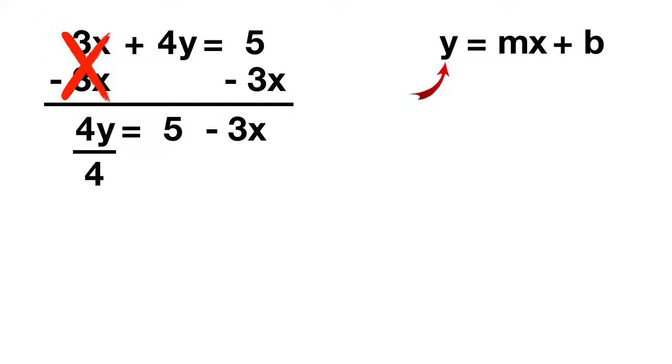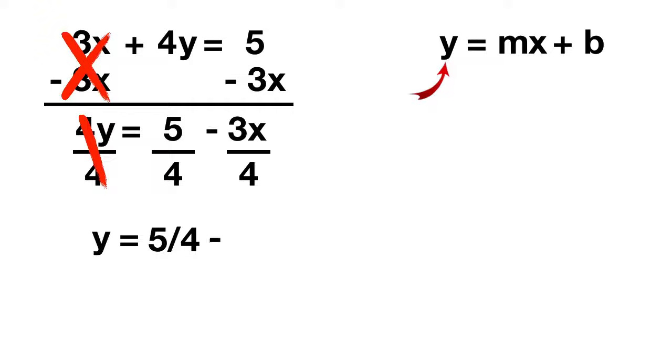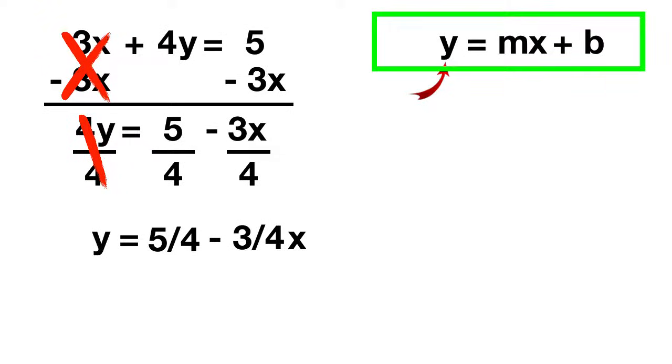And if I do it to one side, I have to do it to both terms on the other side of my equal sign. The 4 over 4 cancels out. We're left with just y. Then we have 5 over 4, which we'll write as a fraction 5/4, minus, and then 3 over 4, which we'll also write as a fraction 3/4 x. Now this is close, but we're not quite in slope-intercept form yet.